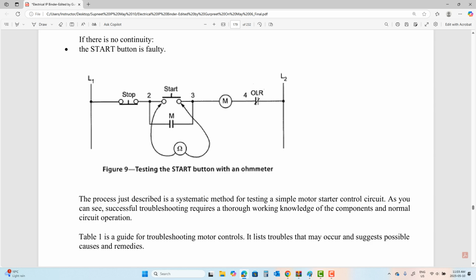Cool? Another question that comes to my head based on this: which meter do you not use in a live circuit? Voltmeter, ammeter, ohm meter, and megger. Ohm meter. An ohm meter cannot be used on a live circuit. You have to shut down the circuit and then measure the resistance using an ohm meter. Very important for your exam.